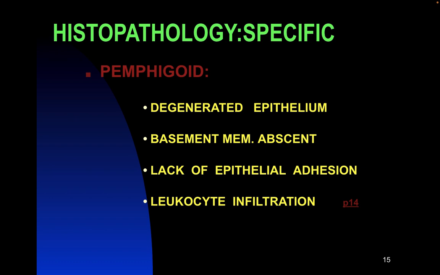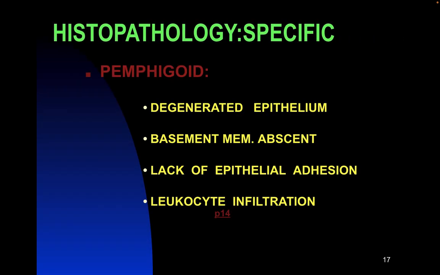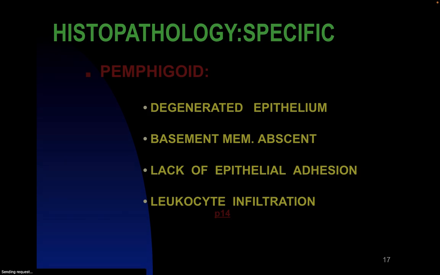Histopathology of specific features includes pemphigoid. It will show degenerated epithelium, basement membrane absent, lack of epithelial adhesion, and leukocyte infiltration. This is the picture of pemphigoid. The histopathology of pemphigoid includes degenerated epithelium, basement membrane absent, lack of epithelial adhesion, and leukocyte infiltrations.